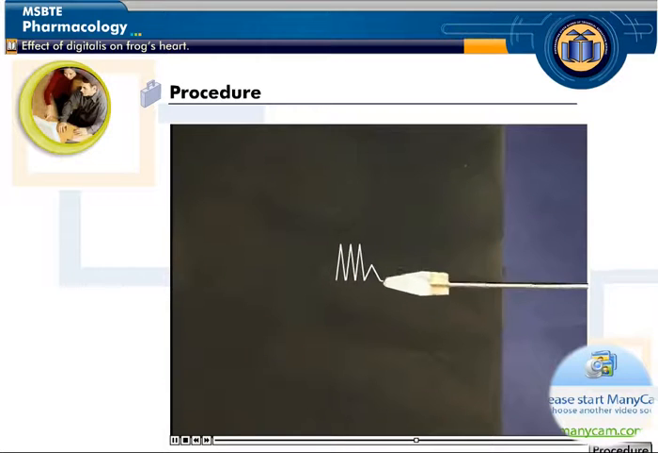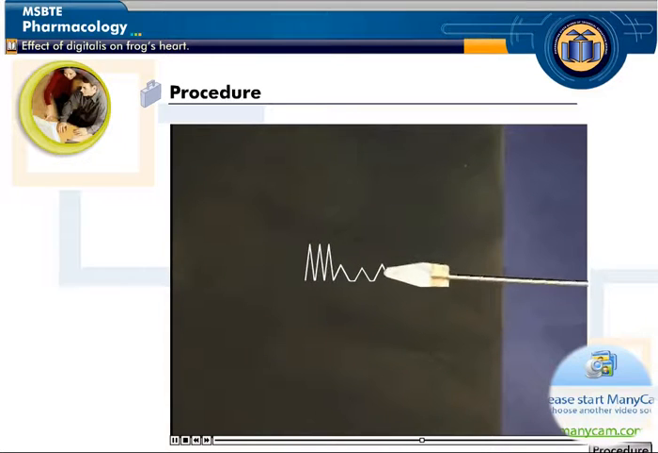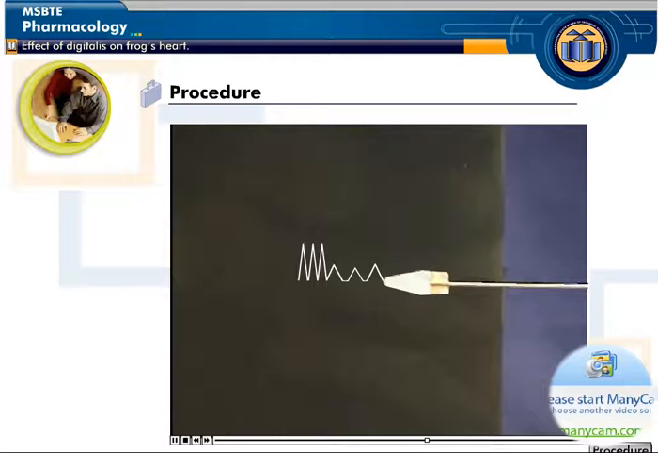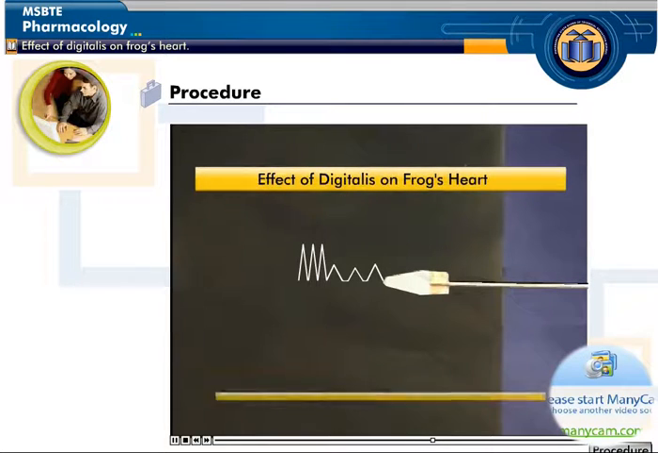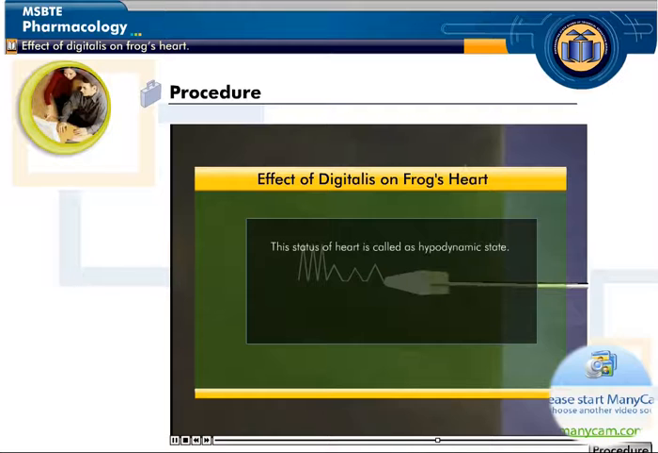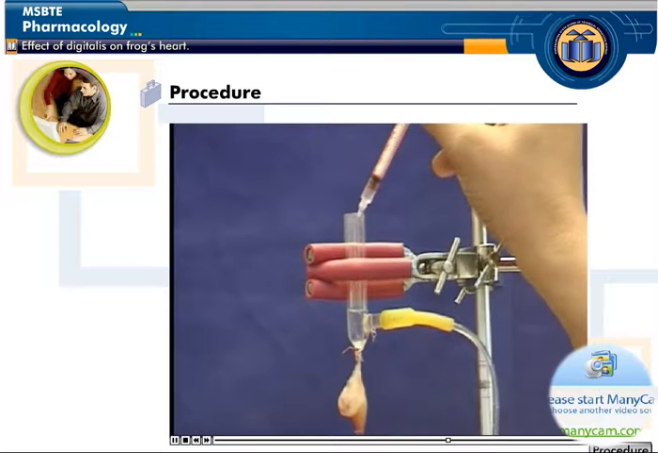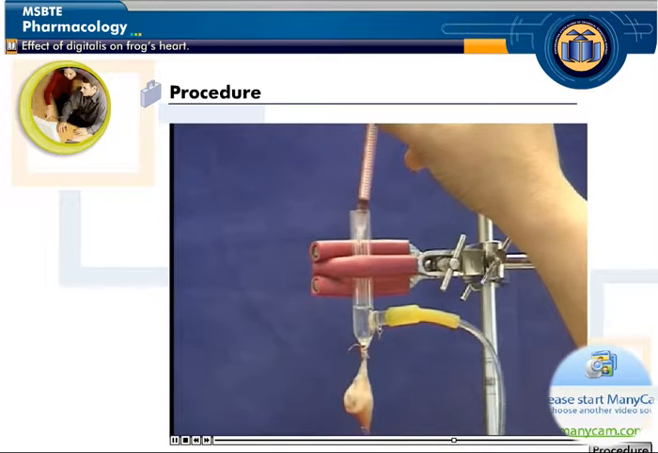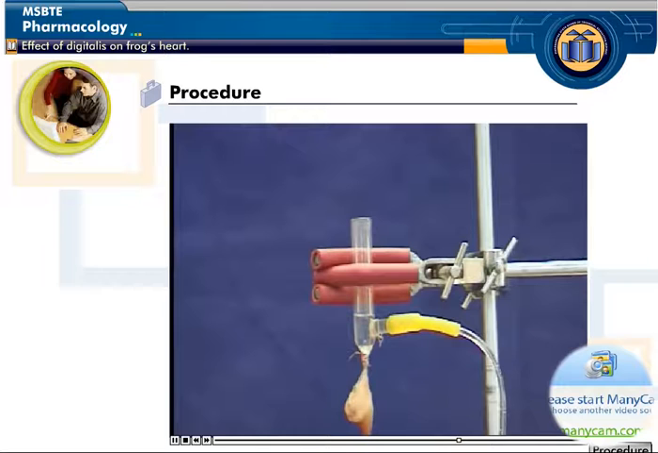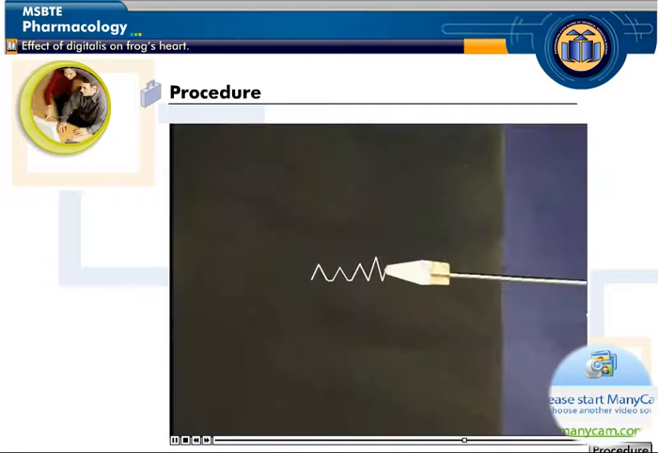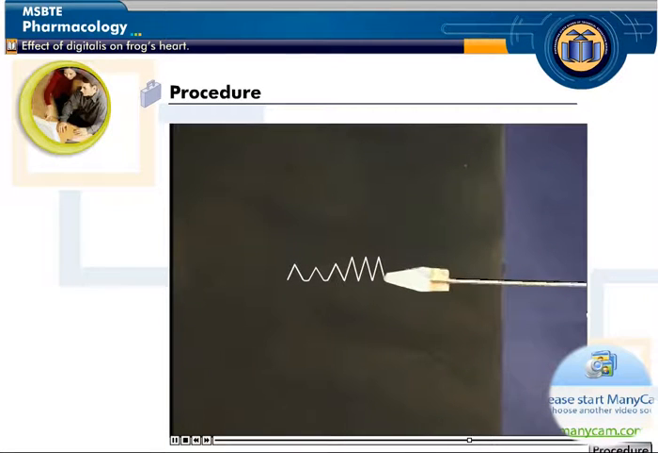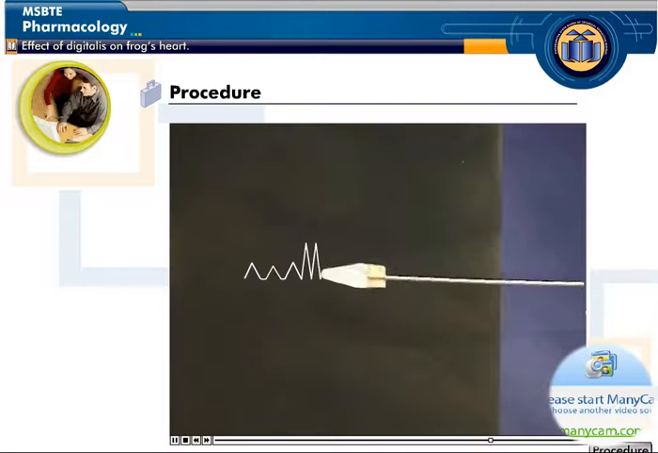You will now notice a decrease in contractility and rhythmicity due to modified Ringer solution. This status of heart is called as hypodynamic state. Now inject 0.1 ml each of digoxin and calcium chloride solution into the cannula. You will notice that the rate and force of contraction of heart and its rhythmicity starts slowly improving, which was altered in the hypodynamic state.